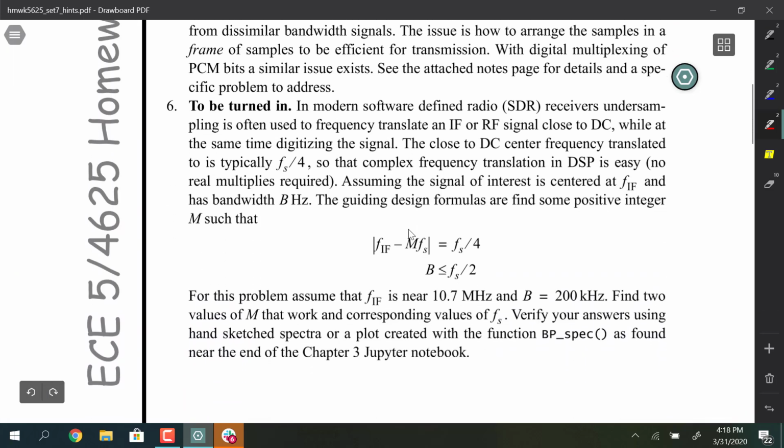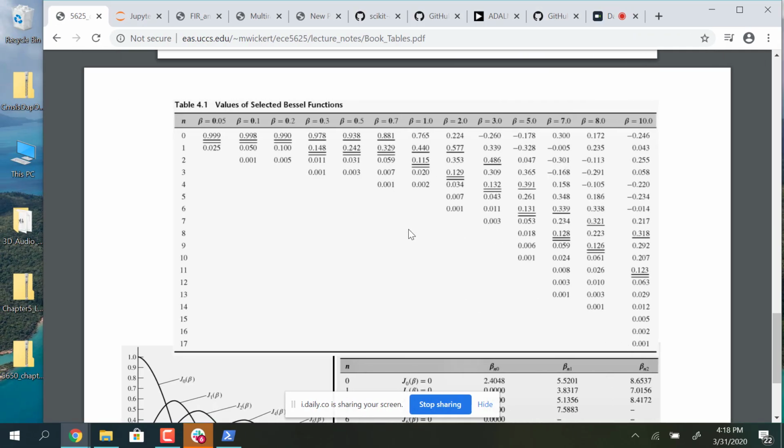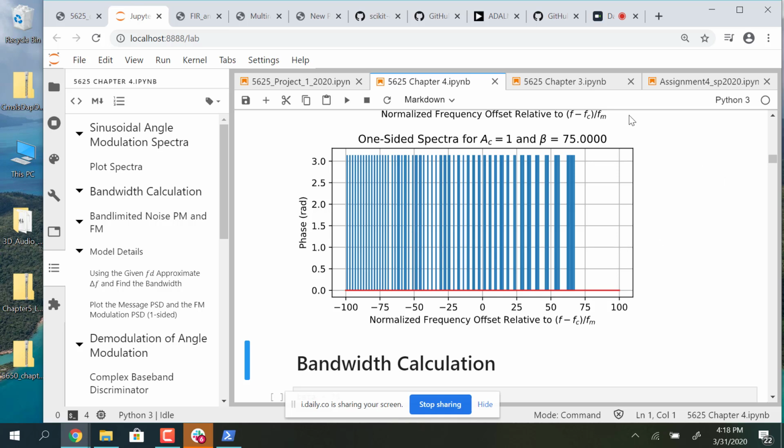Problem number 6 though is more challenging for sure, and I have guidelines on that in the notebook for chapter 3, and I have hints that I've posted up there too. You want to use tools that are in the notebook though. And those tools are in chapter 3.